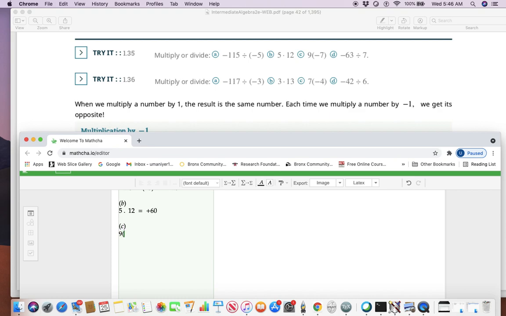Next, 9 parentheses negative 7. There is no symbol here. It means it is 9 multiplied by negative 7. Well, positive times negative is a negative. 9 times 7 is 63. Next, negative 63 divided by positive 7. Negative divided by positive is a negative. 63 divided by 7 is 9. The answer is negative 9.